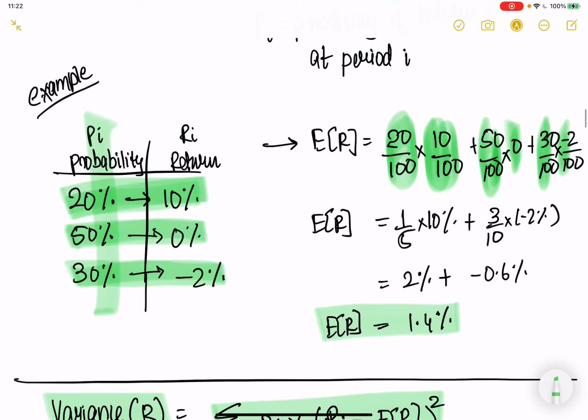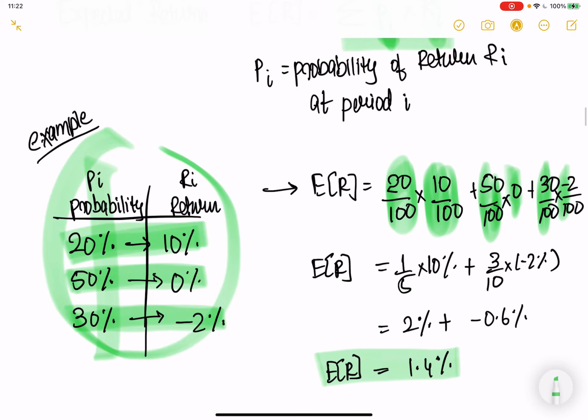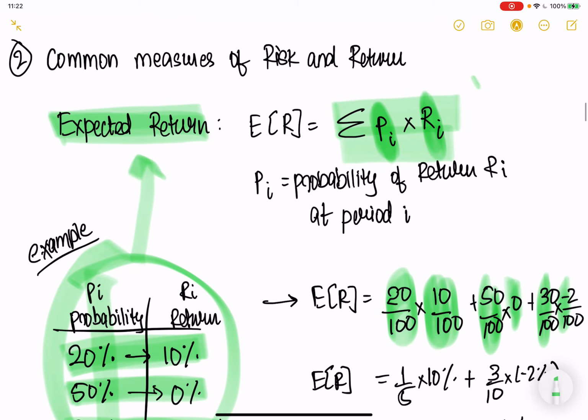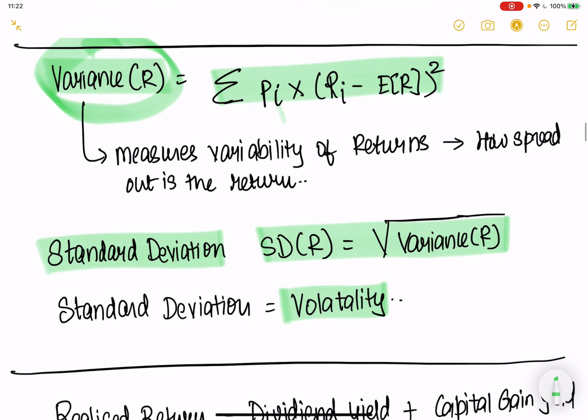So first you need probability distribution. From probability distribution, you can create expected return. From expected return, you can create variance. From variance, you create standard deviation, which is same as volatility. And as we saw, volatility equals risk. So this is a risk measure. Standard deviation of a stock or a portfolio is a risk measure.